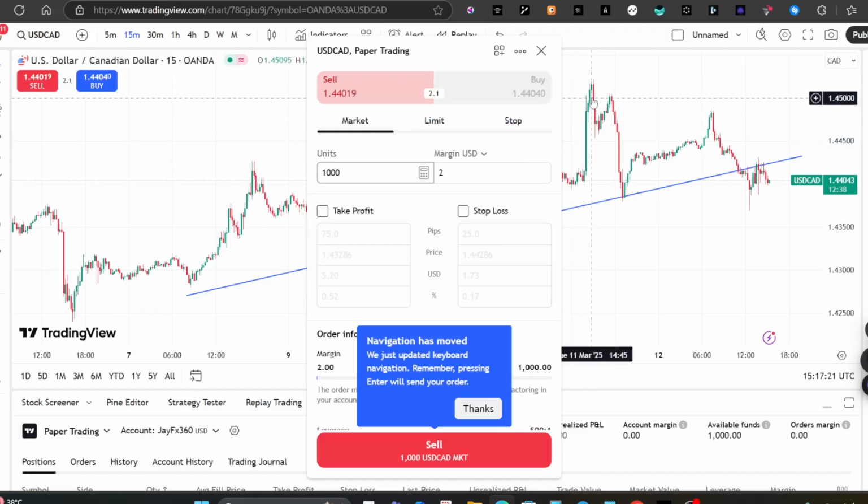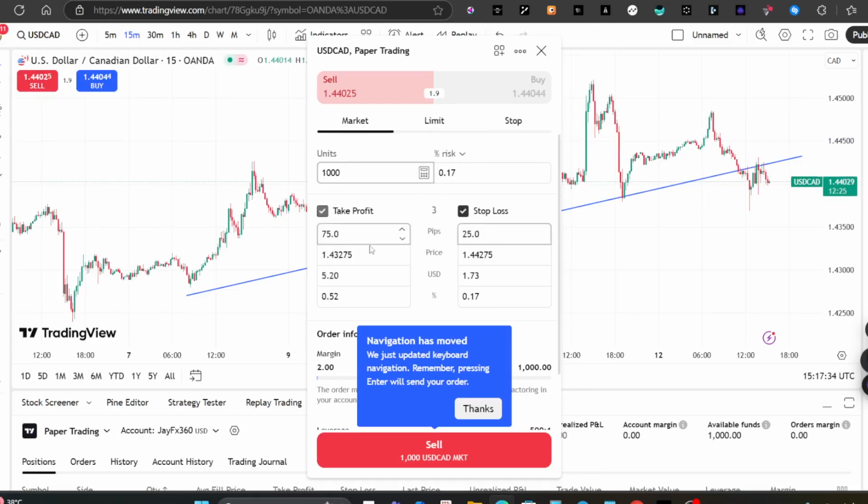You can see that a trade setup window has appeared after clicking the sell button, whether it's a sell or a buy. You can see that this window has appeared, and you will see options for stop loss and take profit. This is where you enter your levels.